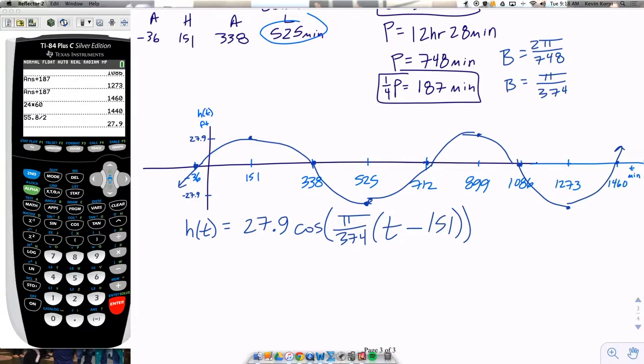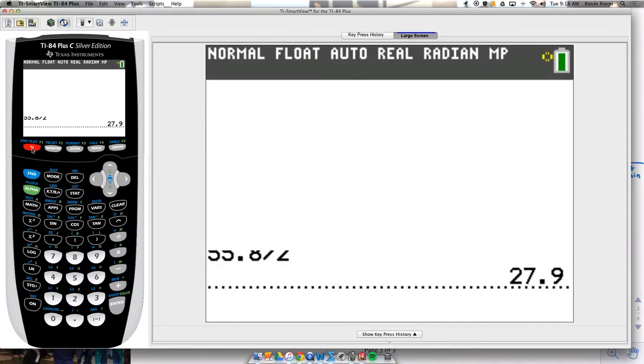All right, so how do we know if that equation is correct? Put it into the calculator and graph it in the same window that you just set up on your paper. And if they look the same, you've got a really good indicator that you're going to answer the rest of the questions correctly.